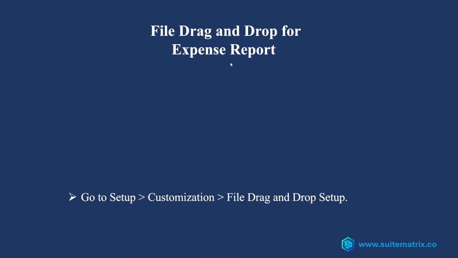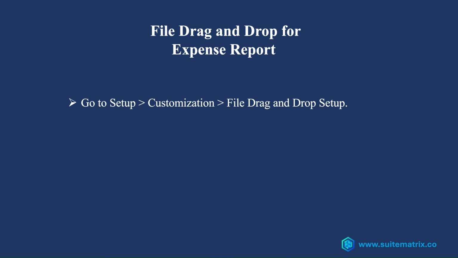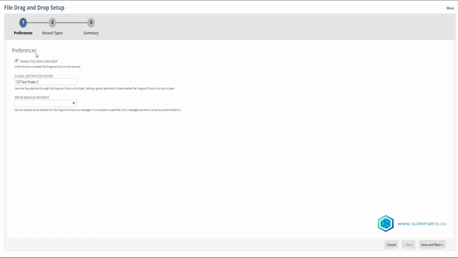Go to Setup, Customization, File Drag and Drop Setup. On the Preferences page, provide values for the following fields. Enable File Drag and Drop. Check this box to enable File Drag and Drop on this account. Global Destination Folder. Save the files attached through File Drag and Drop to this folder. Error Message Recipient. Set the recipient email address for File Drag and Drop error messages. If no recipient is specified, error messages are sent to all account administrators.